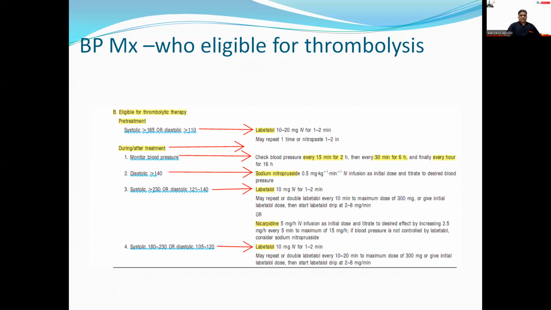If diastolic is more than 140 millimeters of mercury, use sodium nitroprusside 0.5 mcg per kg per minute IV infusion as the initial dose and titrate to the desired blood pressure.